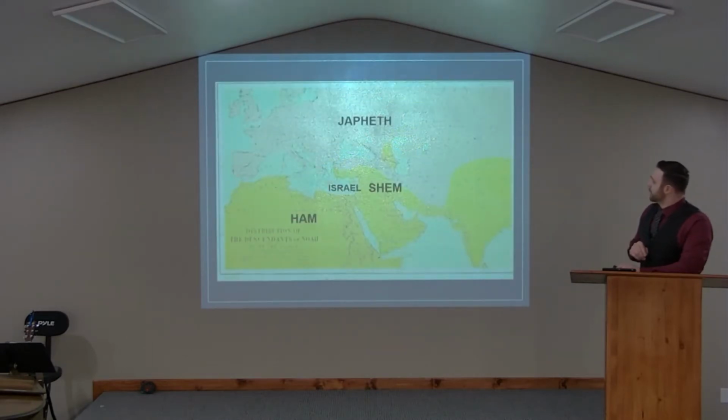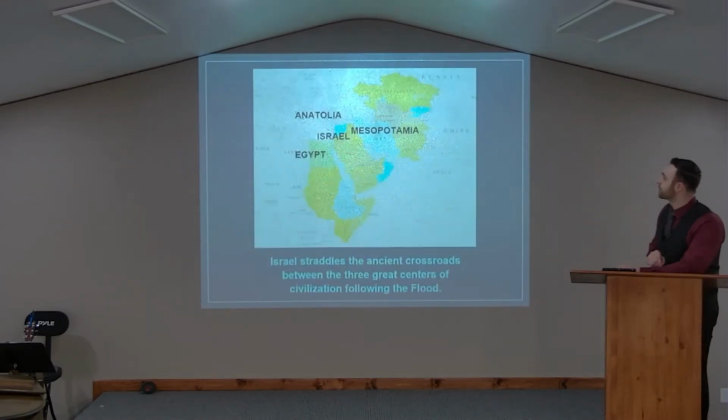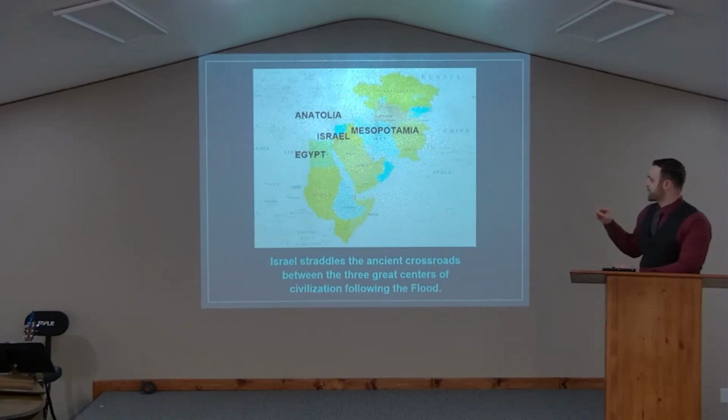Here's an example of the different sons of Noah and where they settled. We have Israel right here, and generally we have the sons of Ham here. Shem and Japheth went up to the north. So Israel is right smack dab in the middle, and it straddles this ancient crossroads where there was trade and passage of people between all of these ancient kingdoms. It's there for a very specific reason.